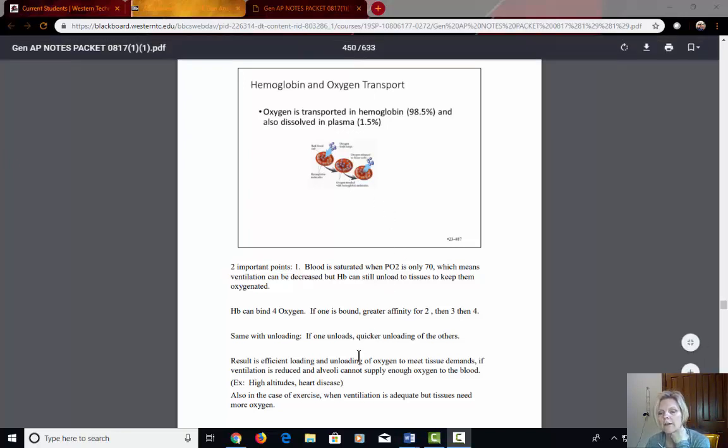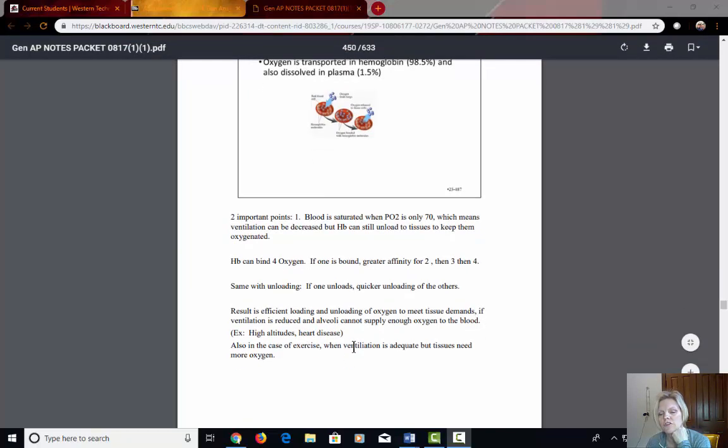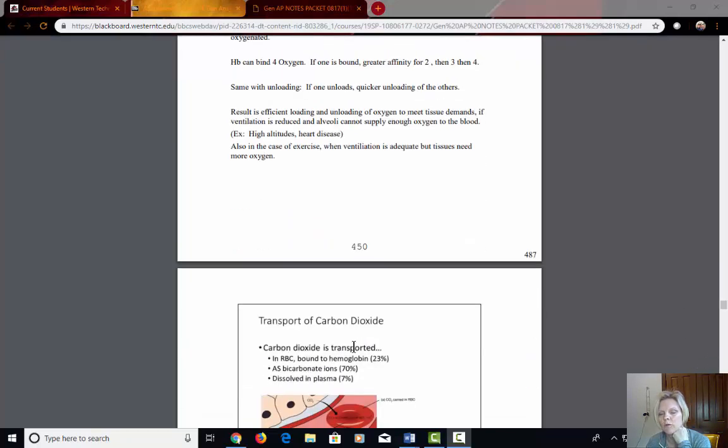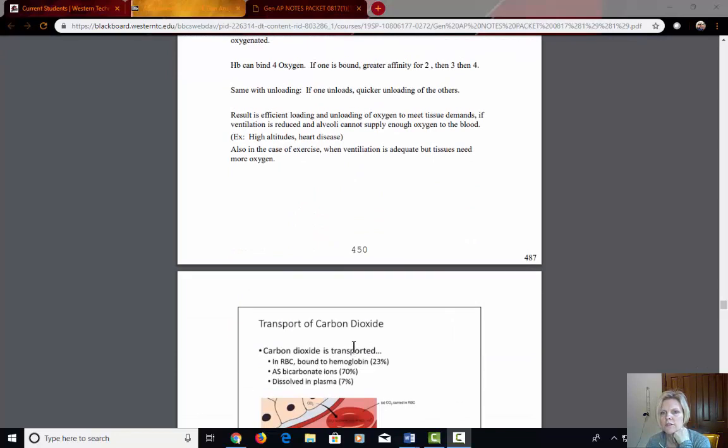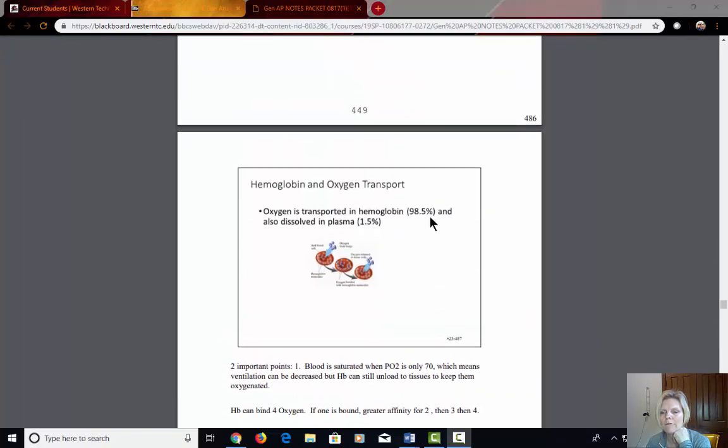So it's a very efficient way of delivering oxygen to the tissues and having a little bit of a reservoir for oxygen. So therefore, 98.5% of all the oxygen in our body is transported bound to hemoglobin. The other 1.5% is simply free oxygen dissolved in the plasma.